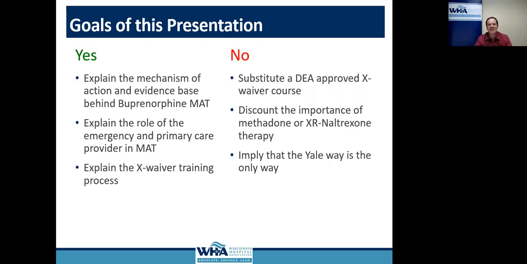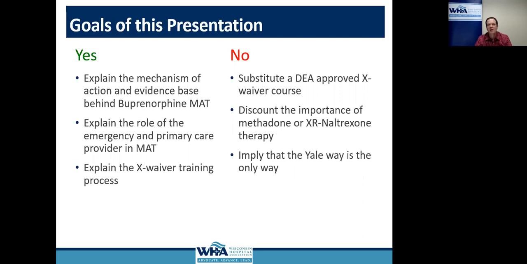What we will not be doing today: this is not a substitute for a DEA-approved X-waiver course. That's a special addendum to your DEA registration, and it does require the training. And we really are focusing today on buprenorphine because that's the most friendly medication-assisted treatment for the ED realm. But we don't want to discount the role and the importance of methadone or extended-release naltrexone. Those are both absolutely fabulous therapies. Those are evidence-based and useful, but they're outside the scope of the webinar today.